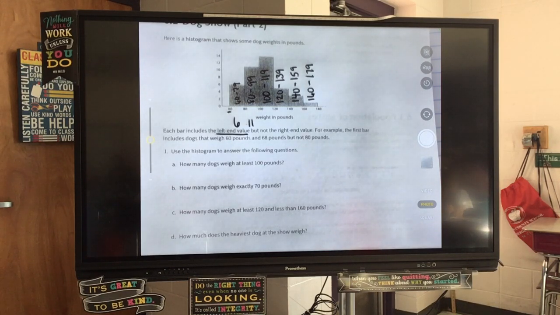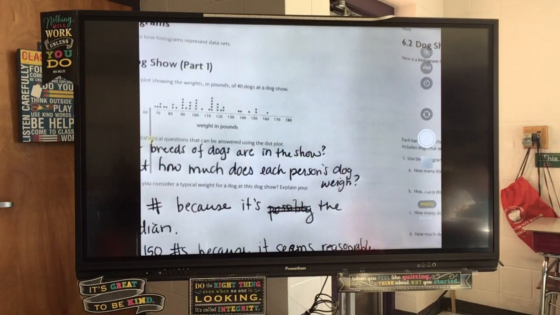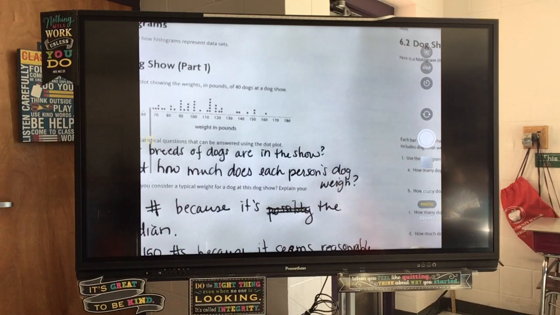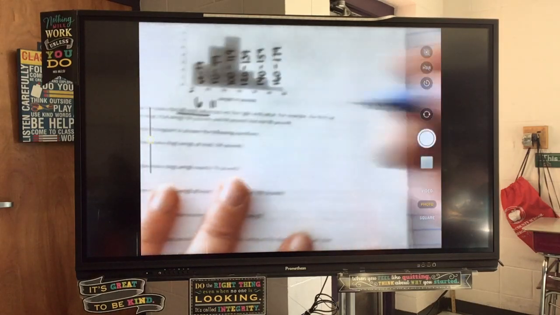I'm sorry, Addie. Say it nice and loud. No, but you can look at the dot plot. So what you're going to eventually see today is histograms are really good for some things and not so good for other things. So slide over to your dot plot and see how many dogs are at least 100 pounds. So how many dogs do we have there? 4. So we're going to put 4 right here.